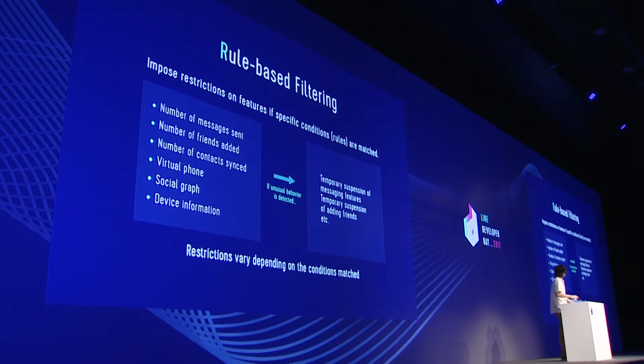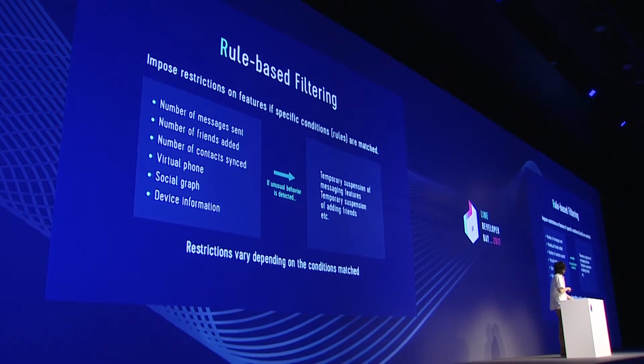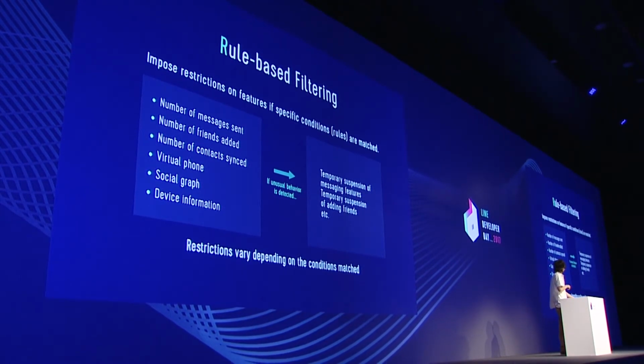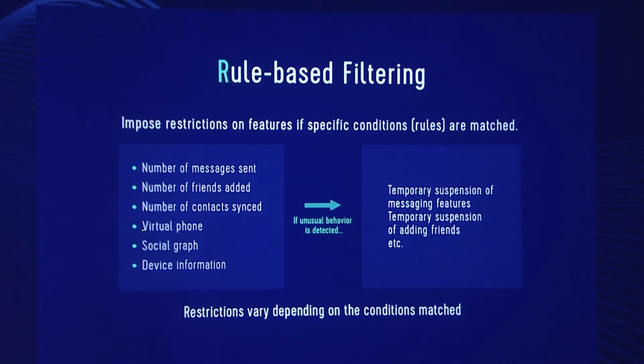So for rule-based blocking, as I said earlier, we'll look at the number of messages, number of friends being added, whether they're using the virtual phone numbers. We'll also look at the friend charts, other various parameters, and these filters are applied based on these rules.